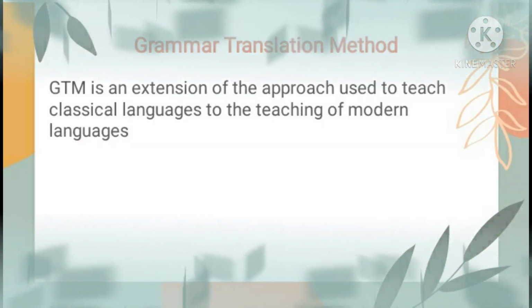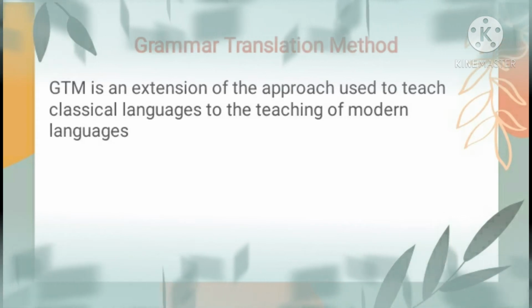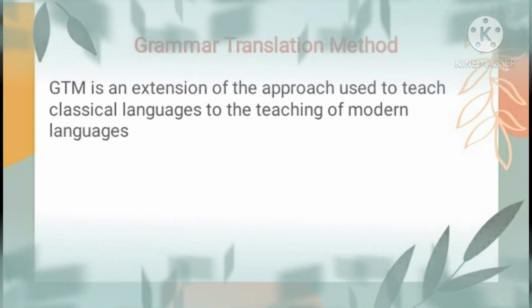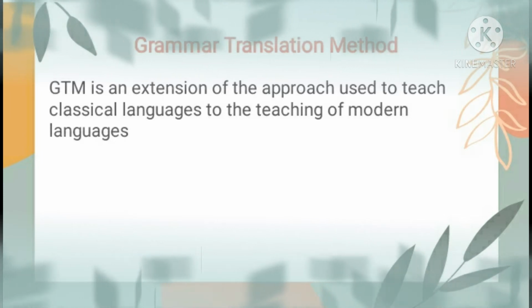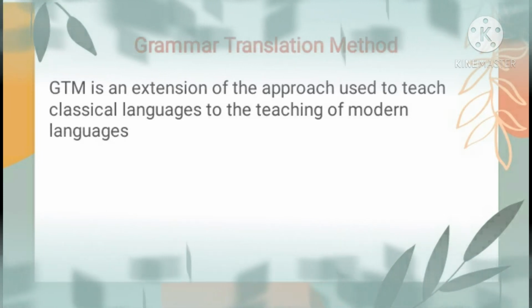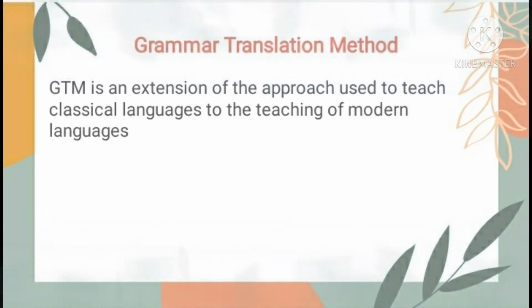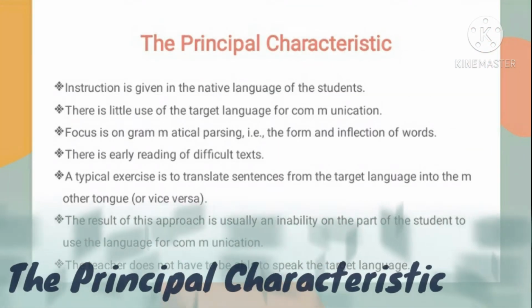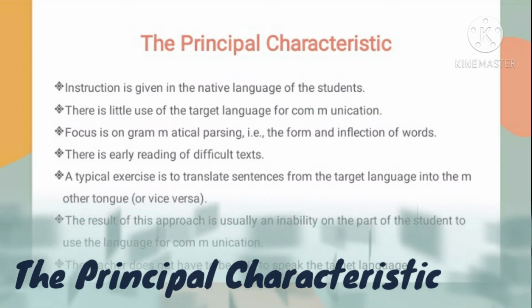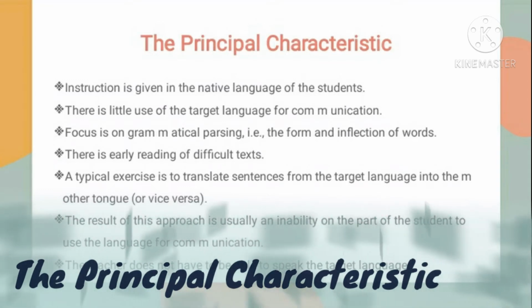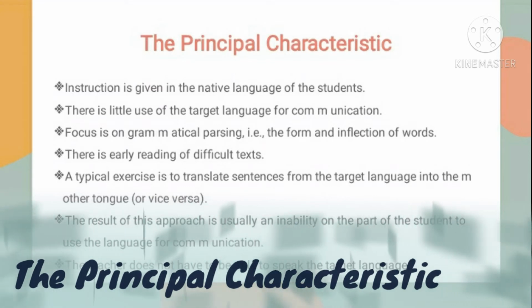We start with the grammar translation method. What is the GTM? GTM is an extension of the approach used to teach classical languages to the teaching of modern languages. The next is the principal characteristics of GTM. The first is instruction is given in the native language of the student. The second is there is little use of the target language for communication.